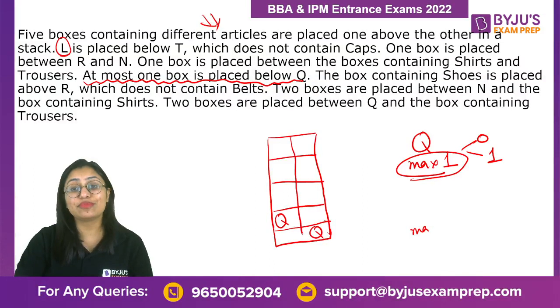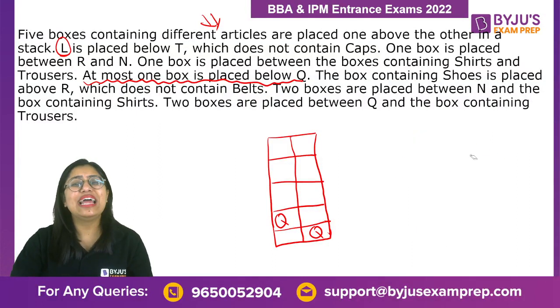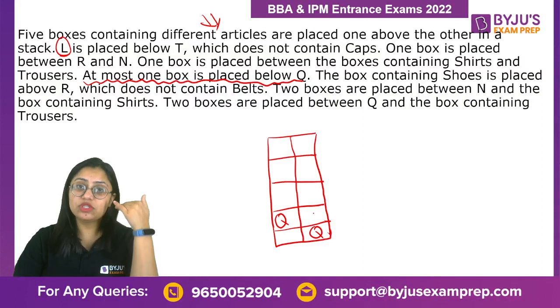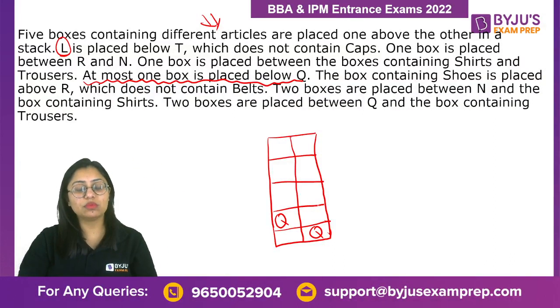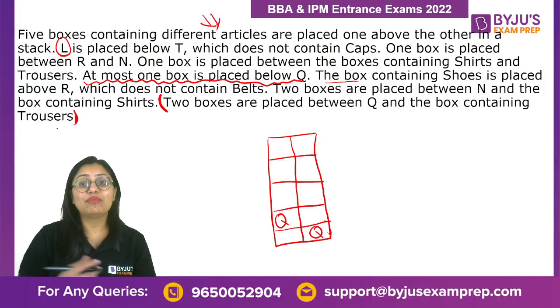So this is something that I was talking about is different from the previous questions. At most, अगर लिखा होता है at least one box is placed below, so that would have been okay, minimum 1. That means maximum it can have other possibilities, right? The box containing shoes is placed above R. So I am going to search for information which is combined with Q.